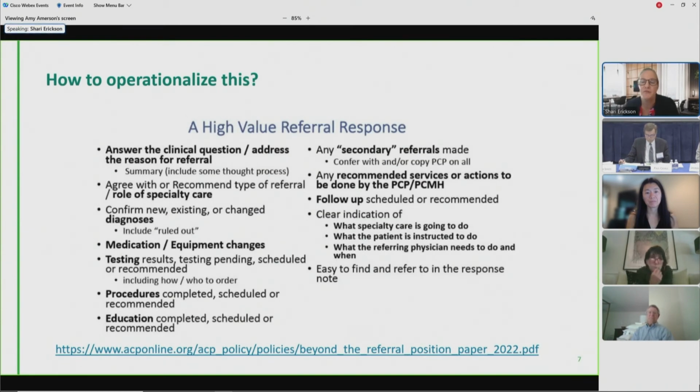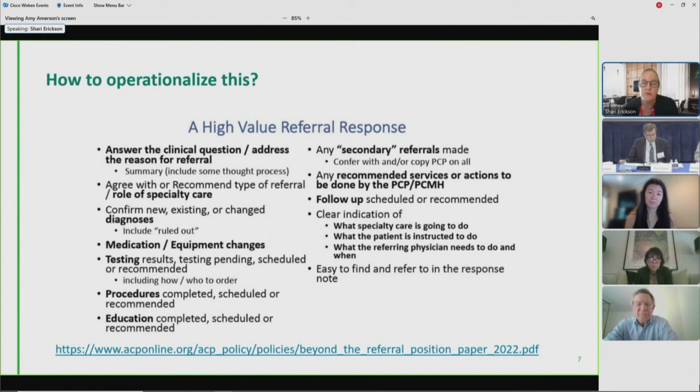And a response. So moving beyond the referral itself, and that's really what we delve into in our newer paper, there needs to be a clear answer to the clinical question, or addressing the reason for the referral, and there needs to be agreement. And this is the type of thing that can be laid out through the care coordination agreements. What is the role of specialty care, both now and over the longer term, for this patient? We need to confirm new and existing or changed diagnoses that occur during the specialty practice visit, medication and equipment changes, also any testing that's occurred or additional procedures. And it needs to be clear what education was provided to the patient and what still is recommended moving forward.